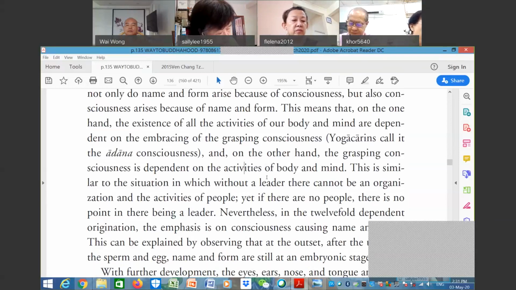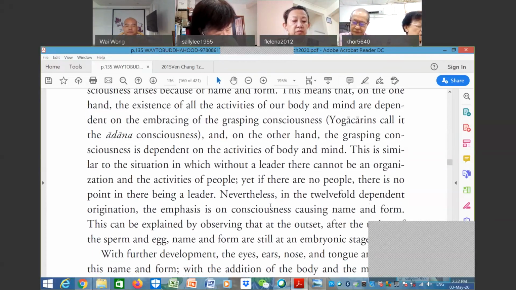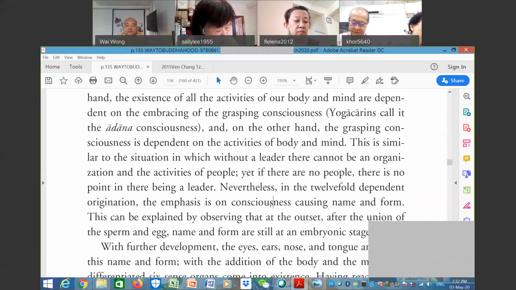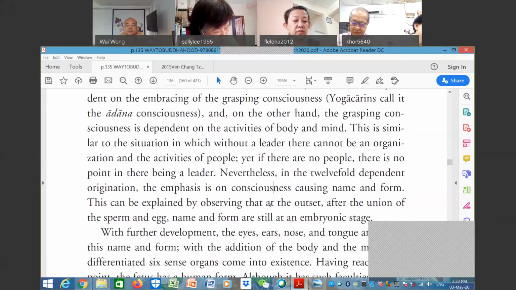This is similar to the situation in which without a leader there cannot be an organization and activities of the people. Yet, if there are no people, there's no point in there being a leader. Nevertheless, in the 12-fold dependent origination, the emphasis is on the consciousness causing name and form. This can be explained by observing that at the onset, after the union of the sperm and egg, name and form are still in the embryonic stage.